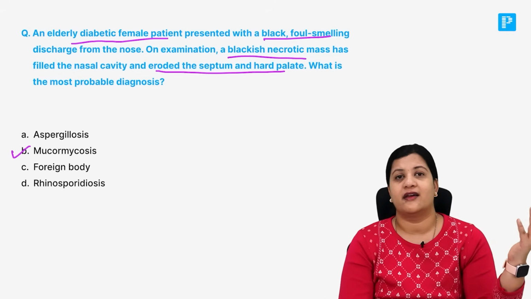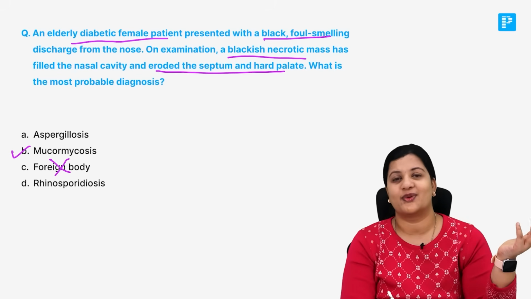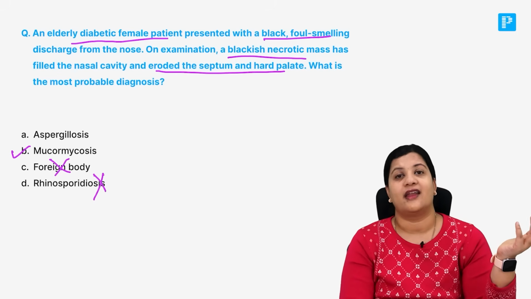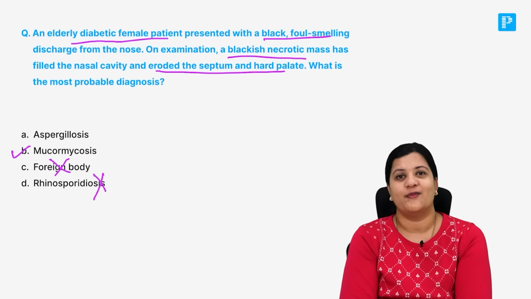Foreign body in an elderly female is not a possibility at all. Rhinosporidiosis will present to you with bleeding rather than any necrotic mass in the nose. So the clear answer here is nothing but your mucormycosis.